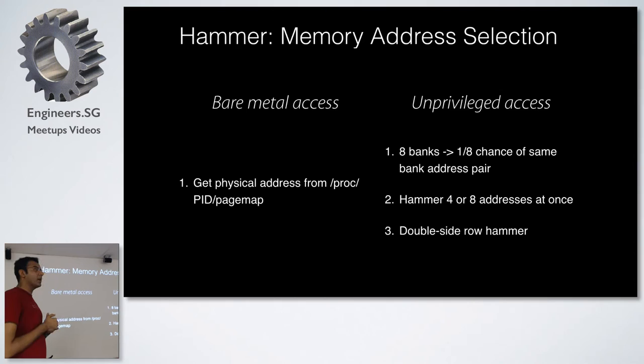To make your chances even higher, you can hammer 4 or 8 rows, 4 or 8 bits at once. You don't have to just do two. And you can do double-sided row hammer, which requires a bit of trickery.